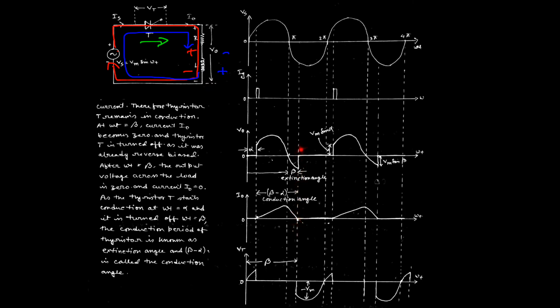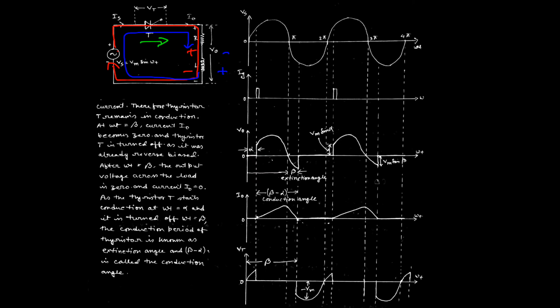Then the total negative biasing voltage appears across the thyristor T. Additionally, now the load current is 0. That is why the thyristor will be in off state. That is why the total conduction time is defined by beta minus alpha.